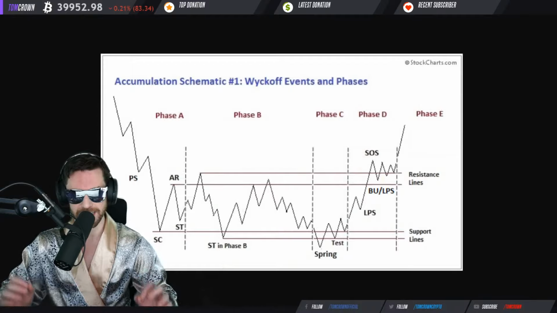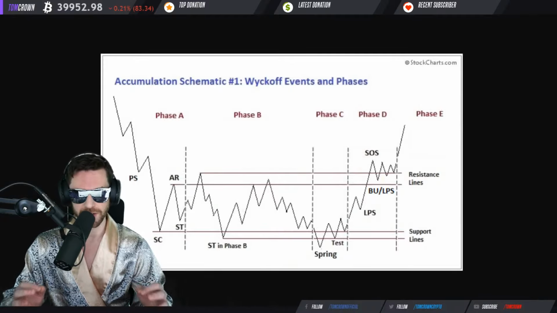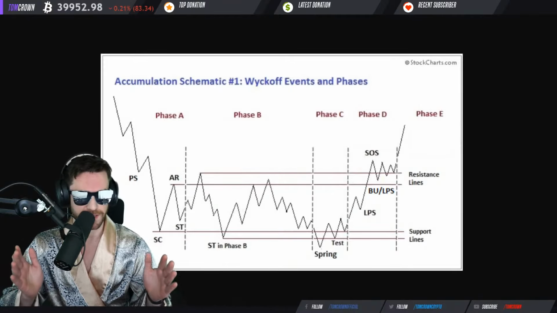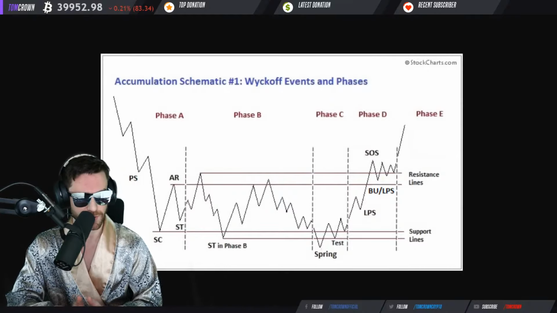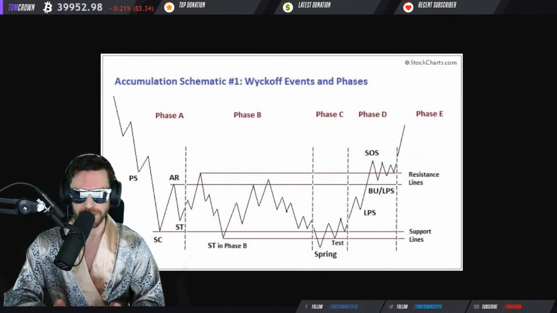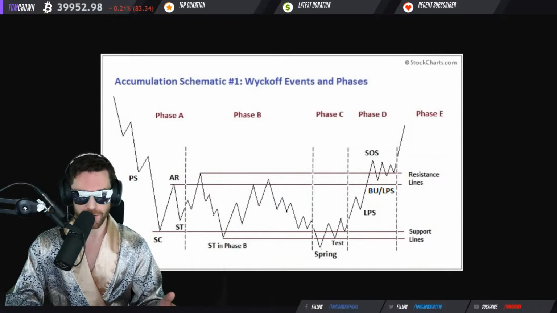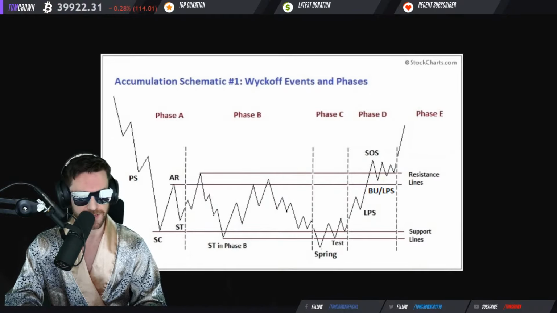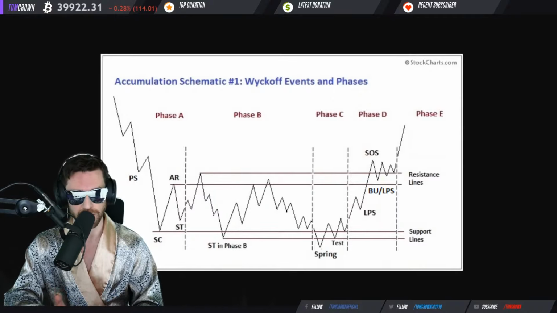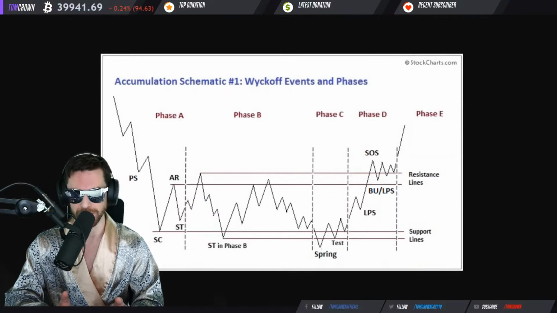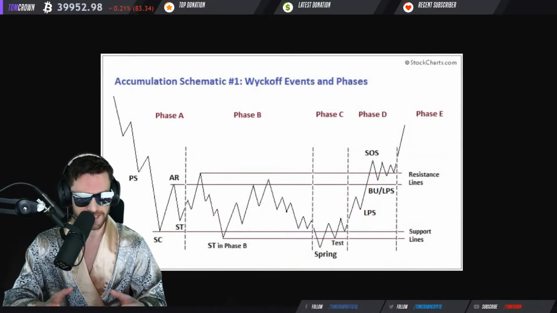LPS, this is the area where we might be able to argue that this isn't a perfect pattern. So that's the last point of support. So far, we haven't really seen this. We saw what could be considered a spring, and now at SOS, we've skipped this LPS. So it is possible we're calling this move too early. That's going to be important. You guys keep that in mind when we go over this. This is really being proposed as a question, not as much as a definitive statement.